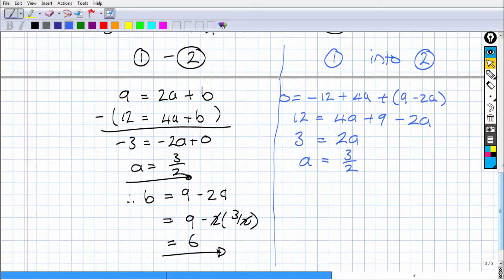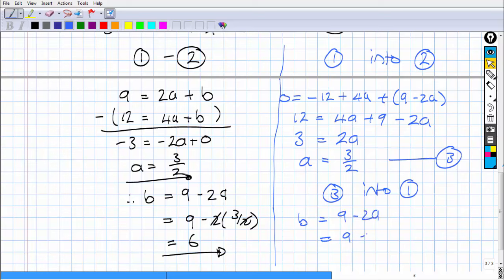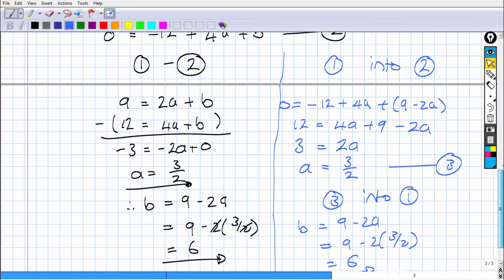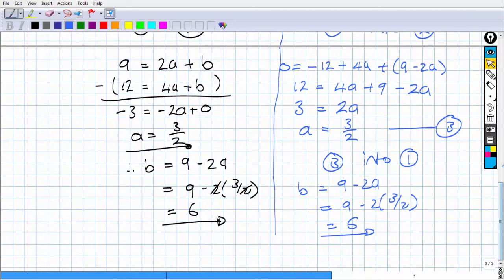And then we can substitute back into our original. Call that our third one, and you can say 3 into 1, and we do exactly the same thing here. We say b is equal to 9 minus 2a, and that's 9 minus 2 times 3 over 2, which is equal to 6. So whichever way you feel comfortable with. I personally prefer the method written in blue, but it's completely up to you.